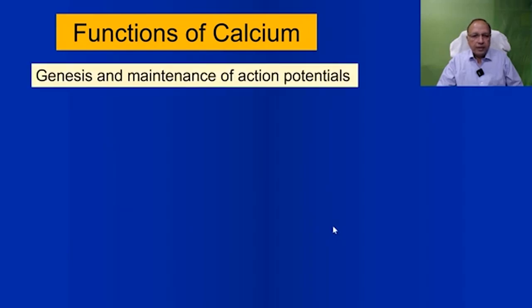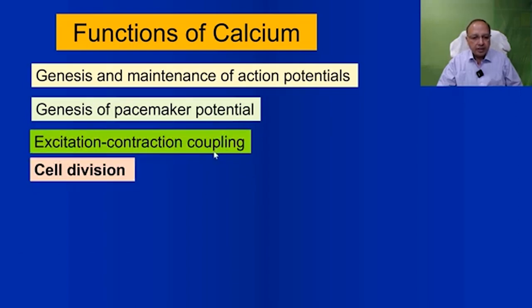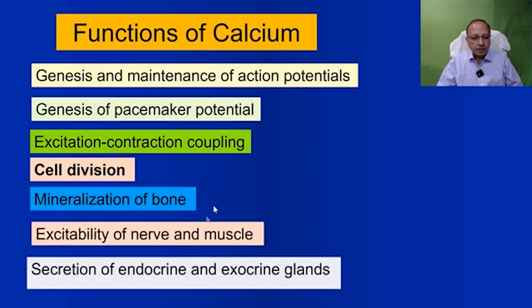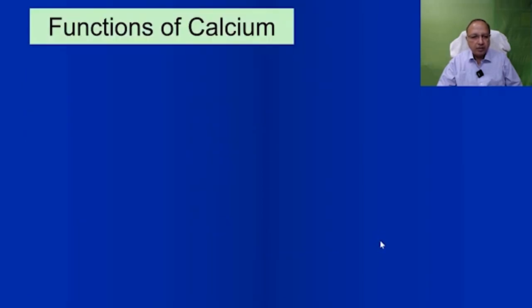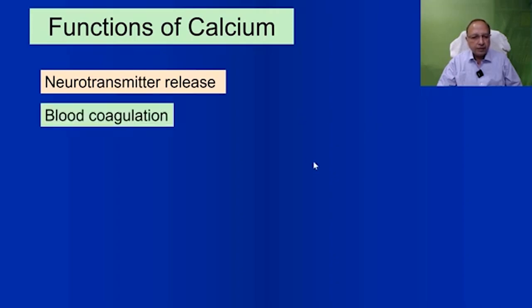Functions of calcium. We know that calcium plays a very important role in multiple metabolic reactions. For example, genesis and maintenance of action potentials, genesis of the pacemaker potential within the heart, excitation-contraction coupling in the muscles, cell division, mineralization of the bones, excitability of nerve and muscle, and secretion of the endocrine and exocrine glands. In all of these, calcium is involved. Neurotransmitter release cannot occur unless calcium moves into the presynaptic terminal, and then the vesicles fuse and the neurotransmitter is released.